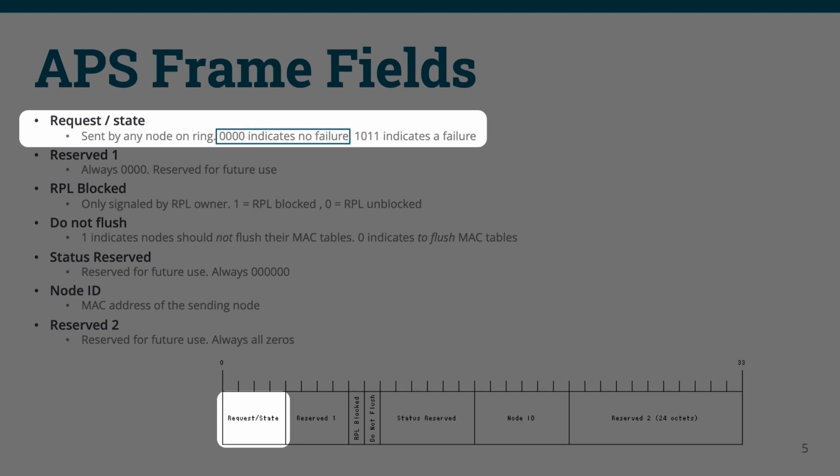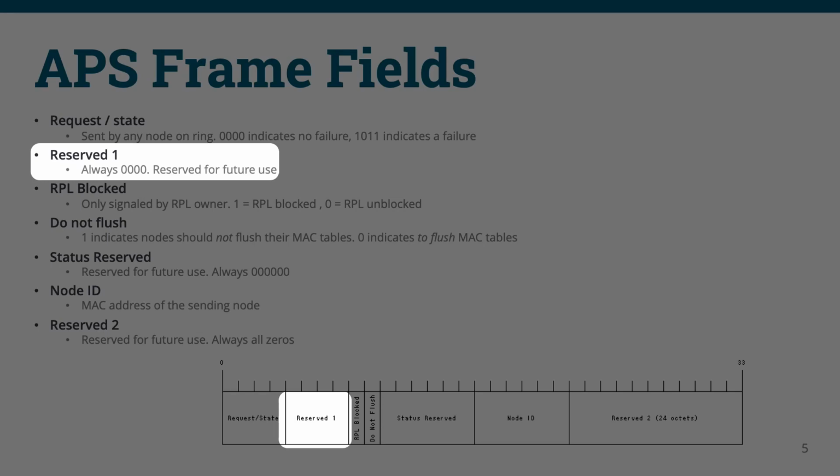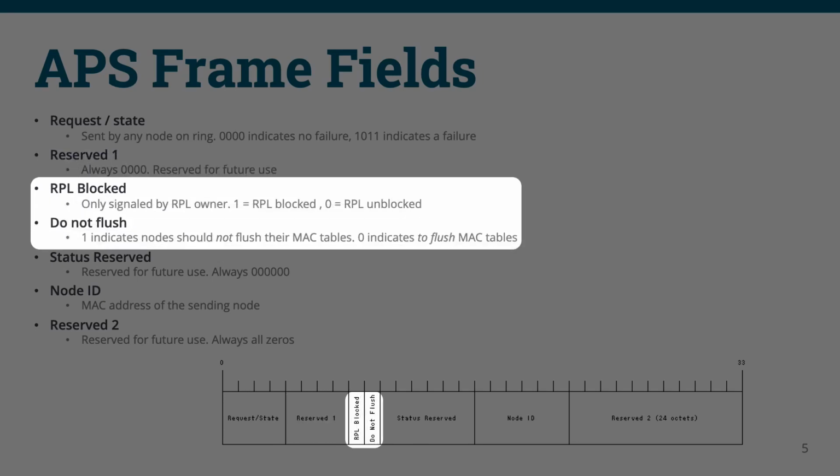When set to all zeros, this is known as the no request message, indicating no failure is detected in the ring. When set to 1011, it indicates there is a failure detected in the ring. The next field is set to all zeros and is reserved for future use. The next 2 fields, though, are 1-bit flags, the RPL blocked flag and do not flush flag. The RPL blocked flag is only signaled by the RPL owner.